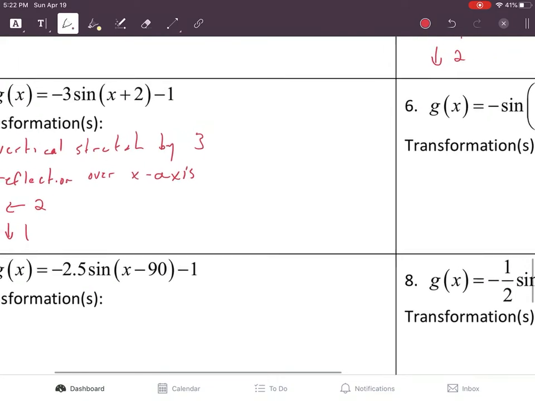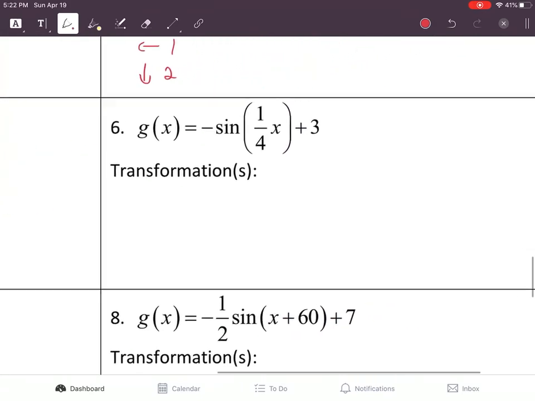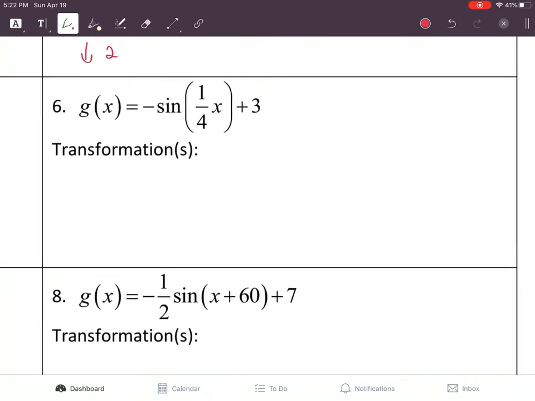Again, for this particular problem in question number 5, your amplitude would be 3, because it would be positive as an amplitude. All right. Next one, number 6, we have a reflection over the x-axis. We have a horizontal stretch by 1/4, and we're going up by 3. Okay, only 3 different things going on in this one.